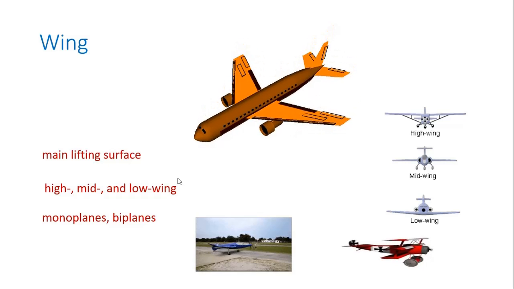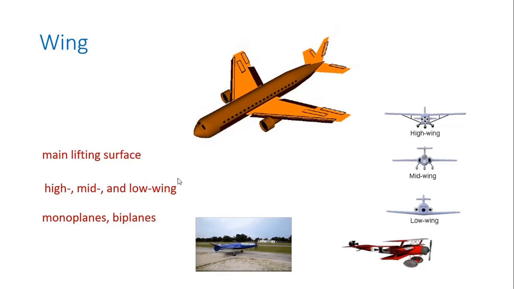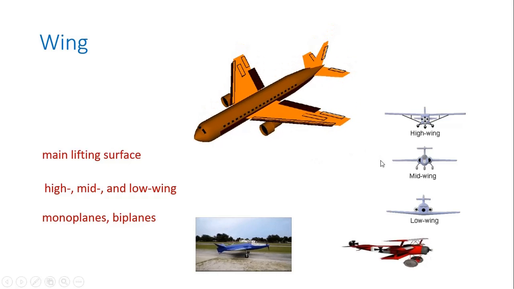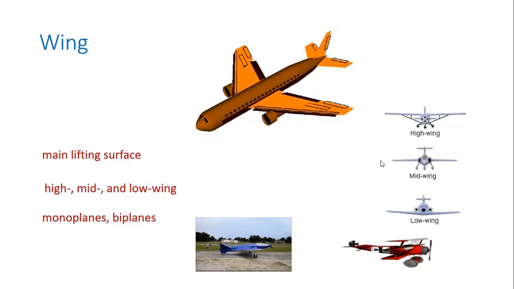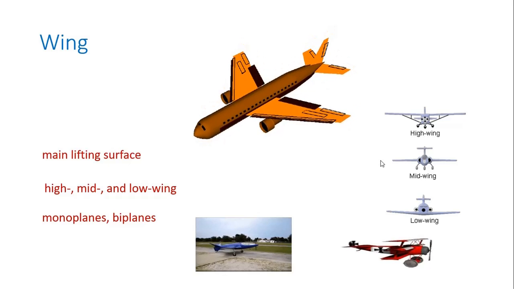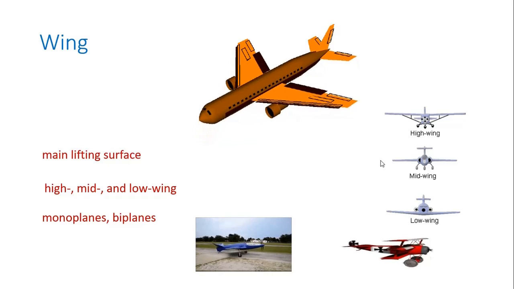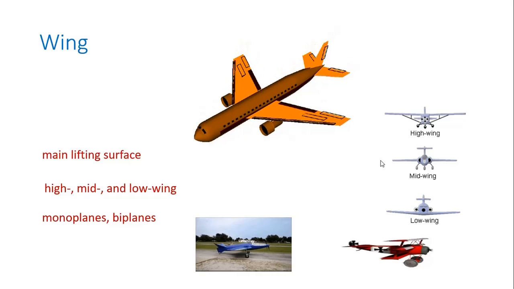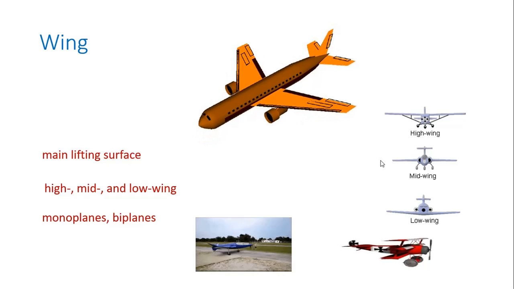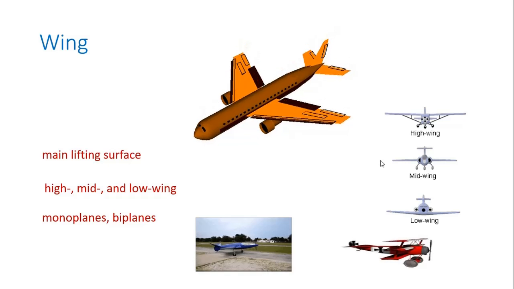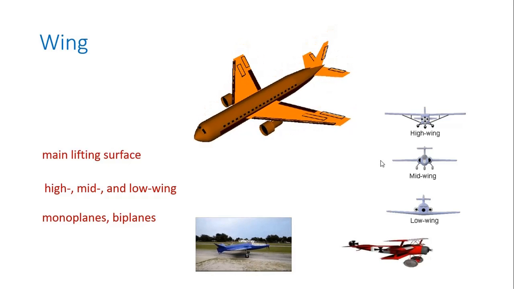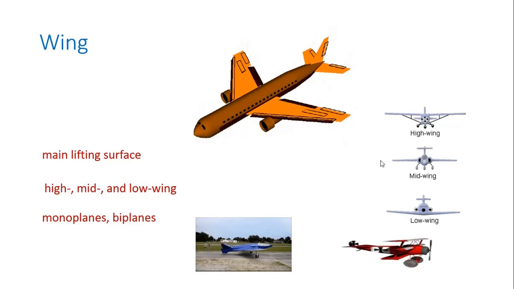Wings may be attached at the top, middle, and lower portion. These designs are referred to as high, mid, and low wing respectively. The number of wings can also vary. Airplanes with a single set of wings are referred to as monoplanes, while those with two sets are called biplanes.